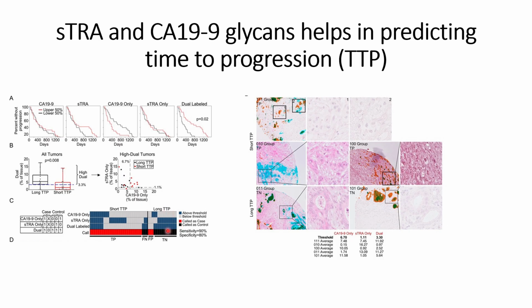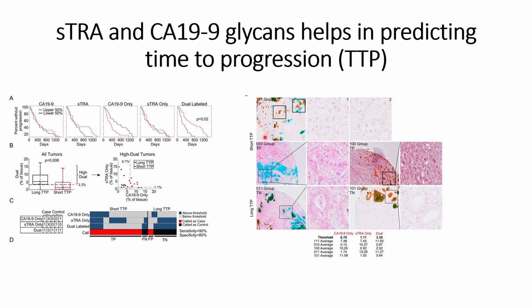These are the cases of true negatives, and some false positives are also shown, where CA19-9 is high but the other things are low, that is sTRAs are low and dual labels are low. So this is a false positive, as it has only one. CA19-9 expression is higher, but it shows long time to progress patients. These things indicate that grouping of the samples is important before doing this analysis, because otherwise the efficiency of this analysis will go down.